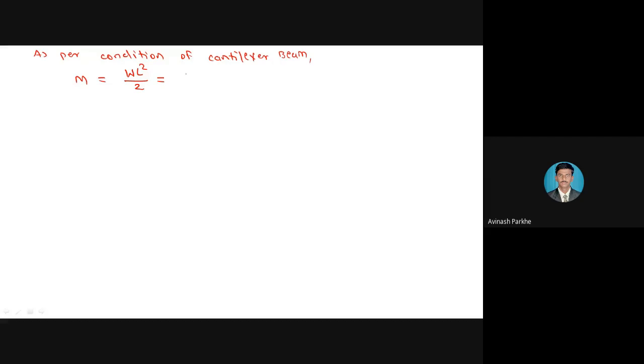So W we have already converted into Newton per mm. So 20, length 2500 square divided by 2. So what is the M value? Bending moment, capital M. M value is equal to 62.5 into 10 raised to 6 Newton mm.